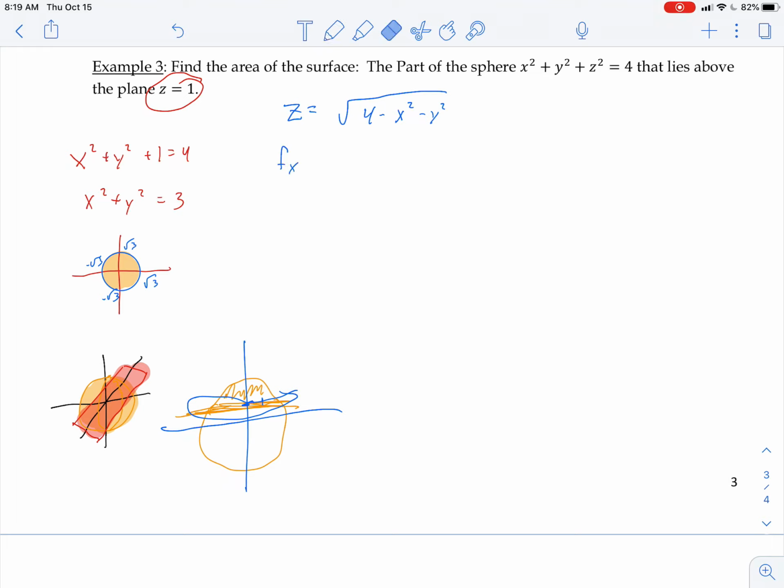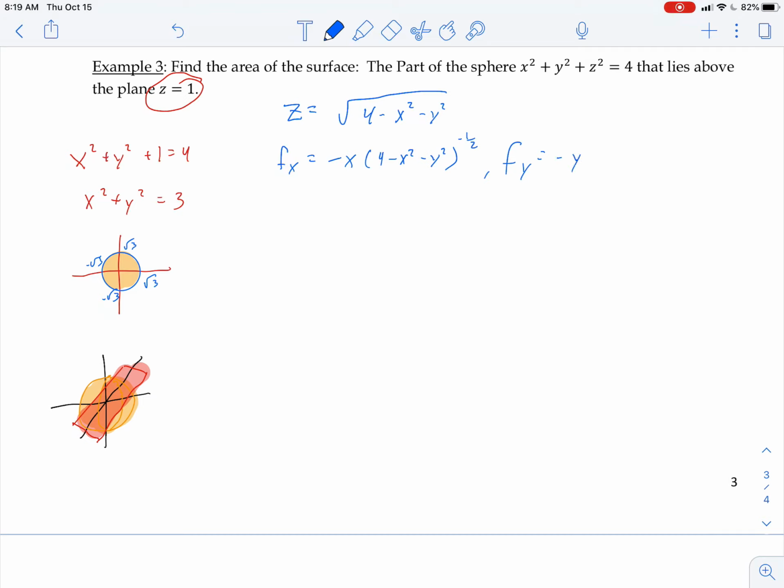So let's go ahead and take some partial derivatives. I'm going to erase this to get some room. The first partial derivative with respect to x: the derivative of the inside would be negative 2x, we have 1/2 on the outside, so we get negative x times 4 minus x squared minus y squared to the negative 1/2. And then the partial with respect to y is very similar: negative 2y, again with a 1/2, so negative y times 4 minus x squared minus y squared to the negative 1/2.